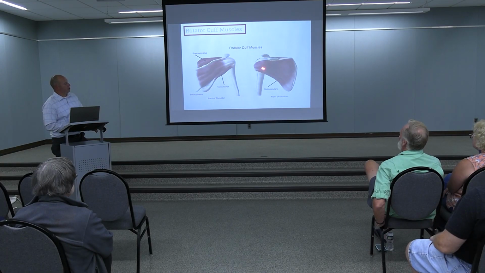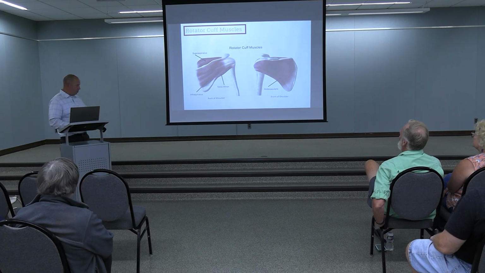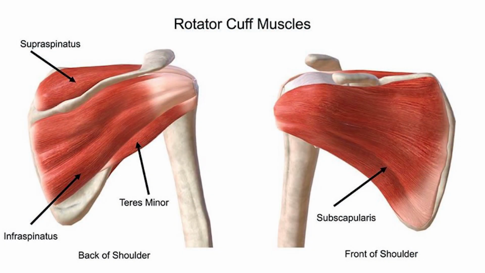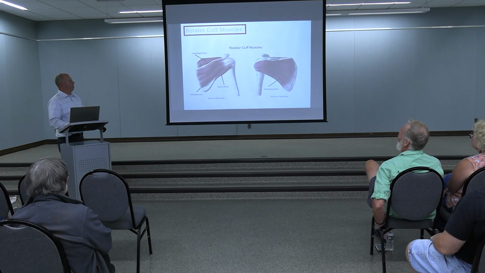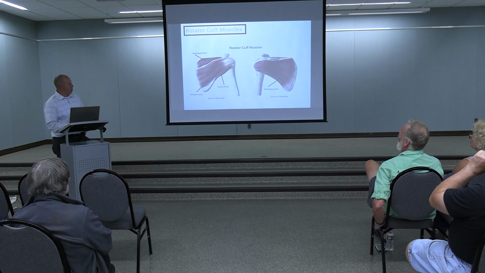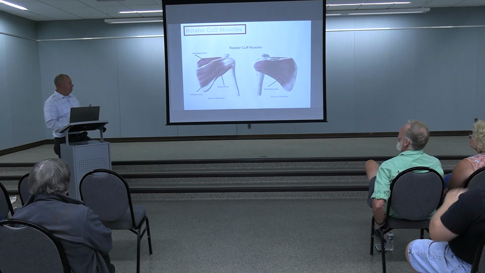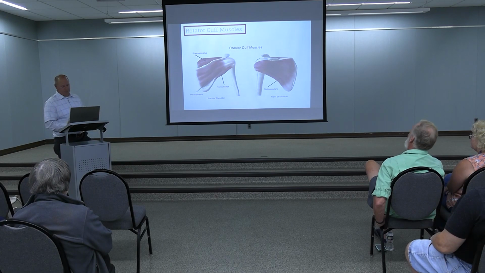In the front, your subscapularis is responsible for internally rotating your arm, pulling it in towards your body. The supraspinatus, the one on the top here, is probably the most frequently injured. It's responsible for lifting your arm out in front of you and out to the side. And then the 2 in the back, the infraspinatus and the teres minor, are responsible for externally rotating your arm, or rotating it out.